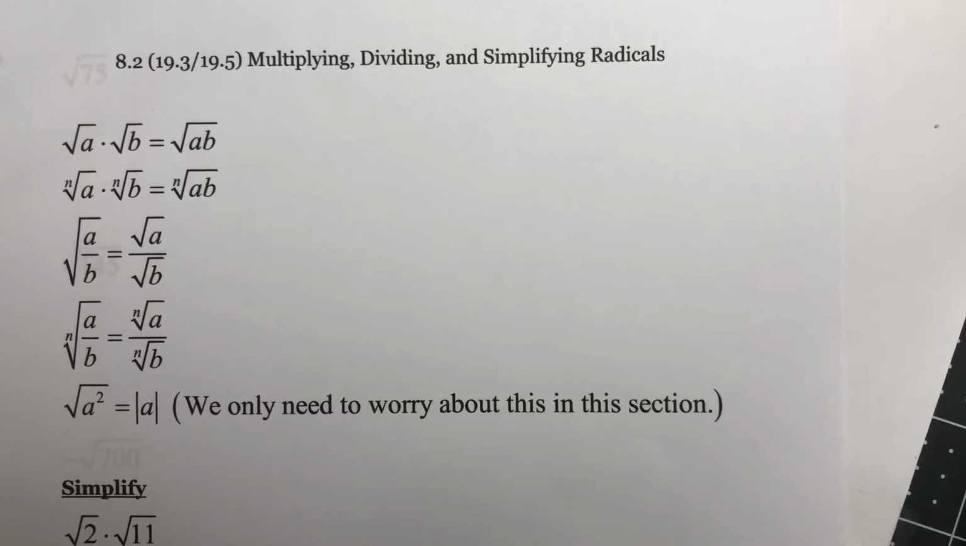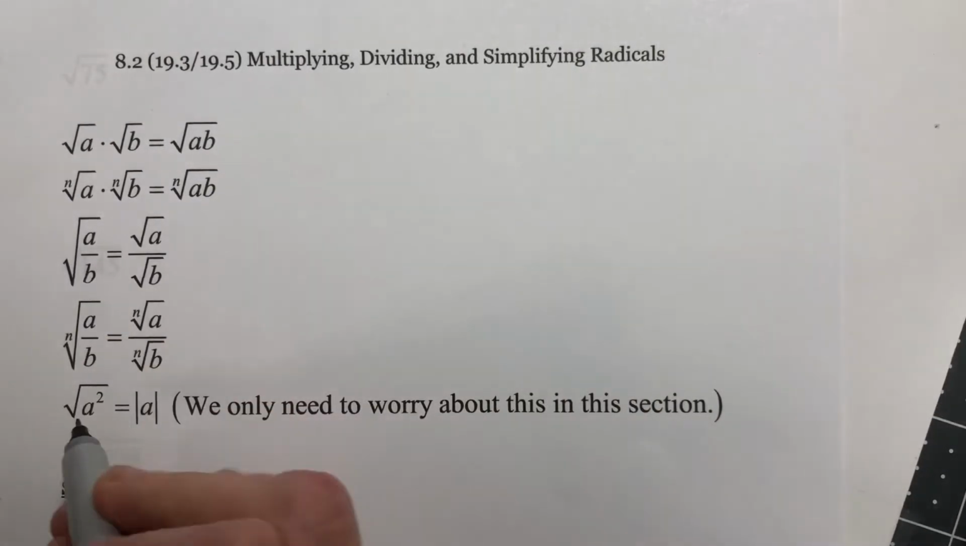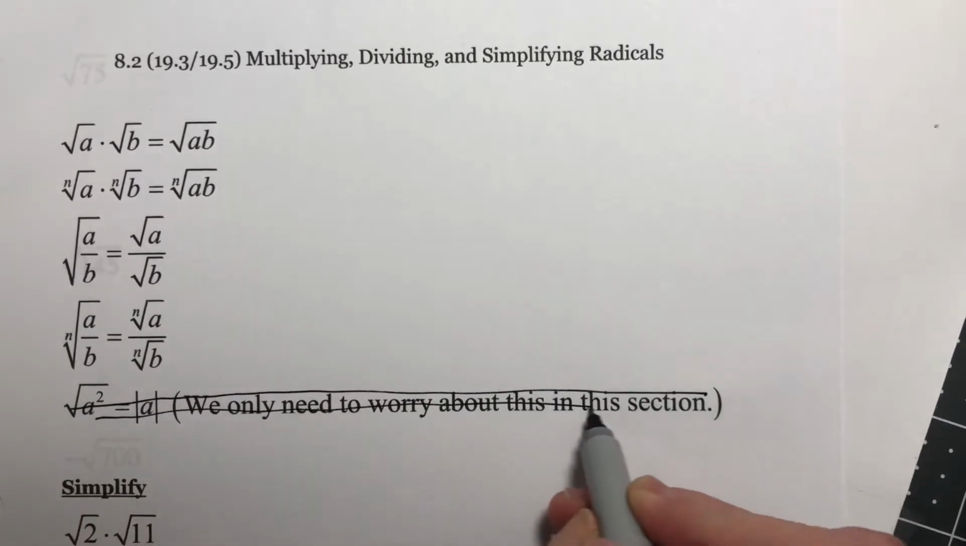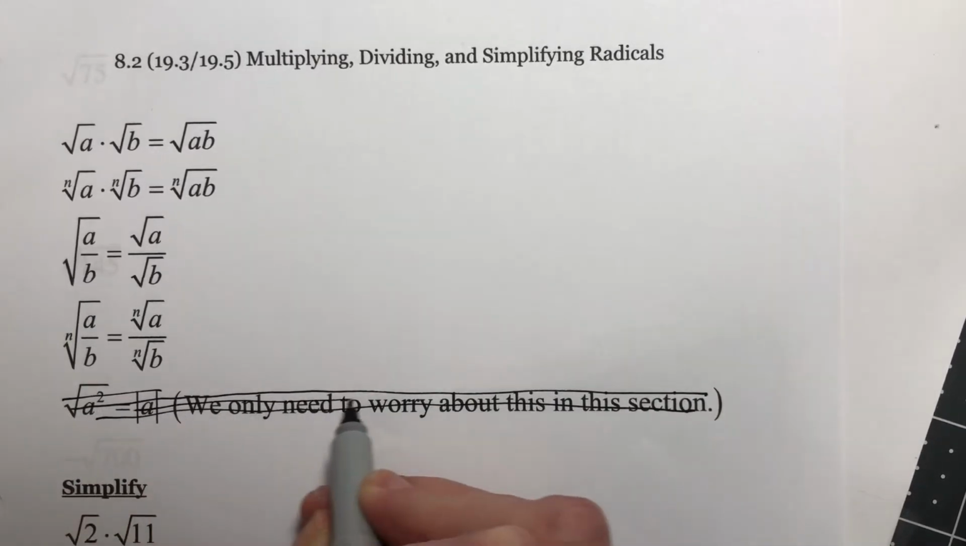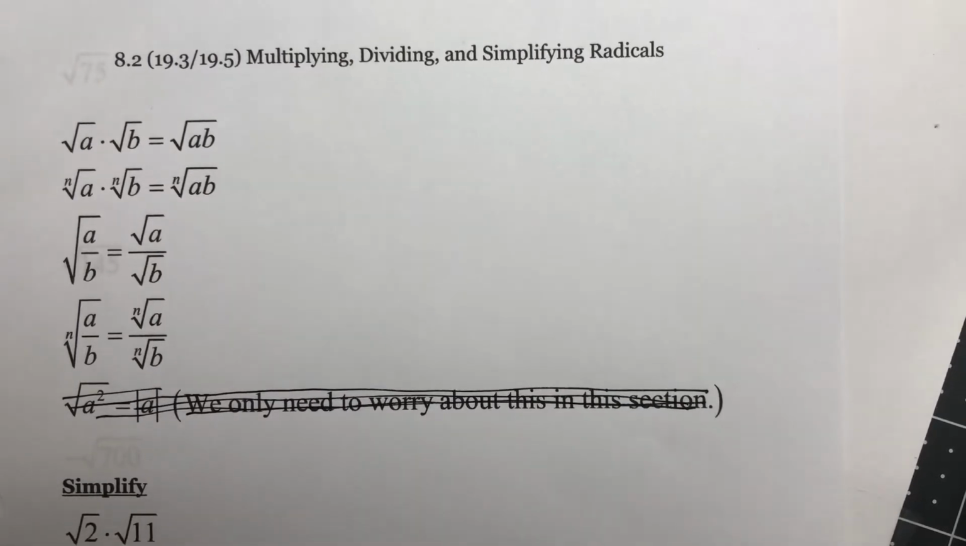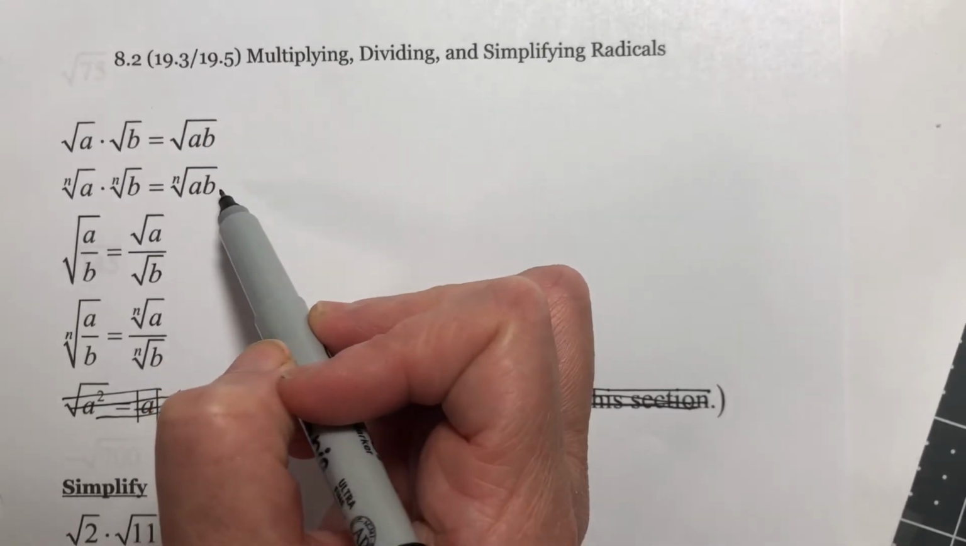This is section 8.2, multiplying, dividing, and simplifying radicals. We have 4 properties here. This one, thankfully, we don't need to worry about anymore because they finally made it so that I can avoid the questions and the homework that involve this. So just mark that part out. This first property is a special case of the second property.